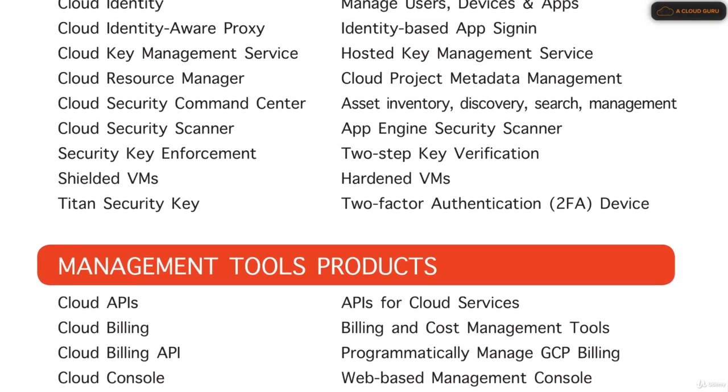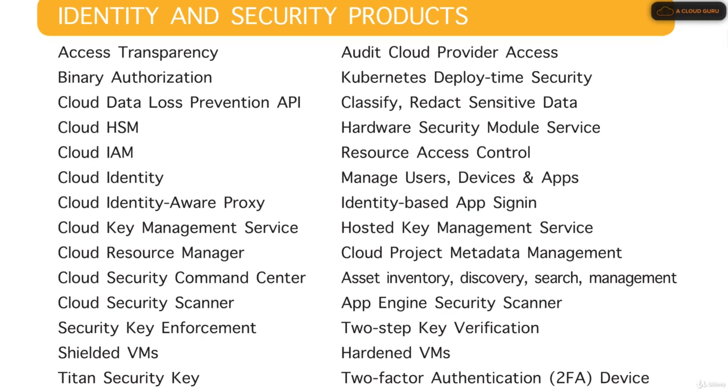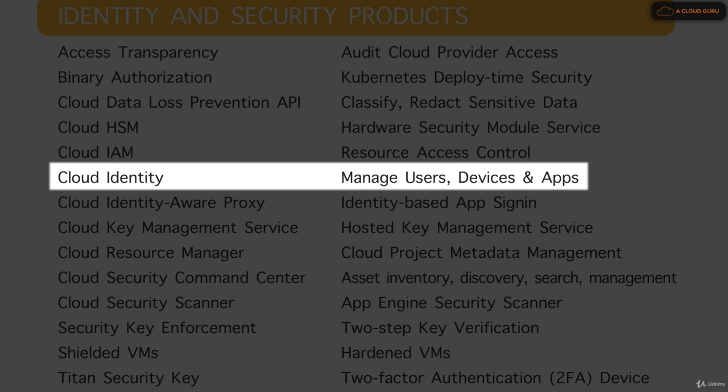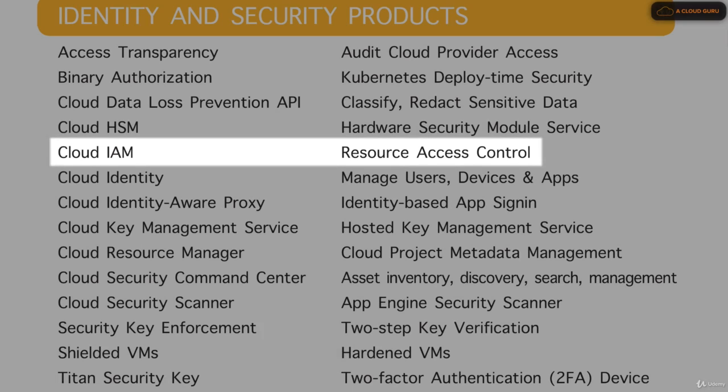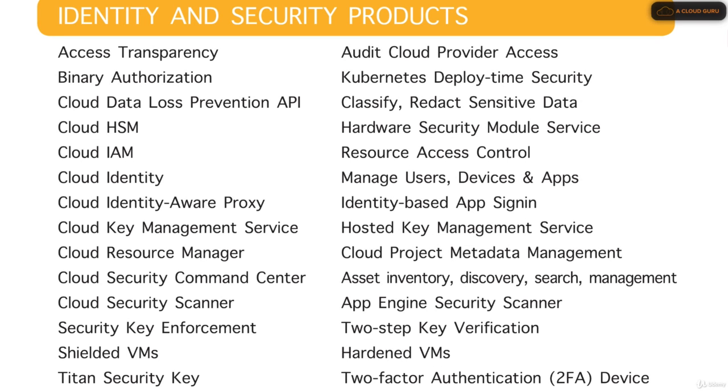The Identity and Security section has a number of interesting products too. The core ones are Cloud Identity, which, if you're not using G Suite, is where you manage users, devices, and apps, and Cloud IAM, which stands for Identity and Access Management, is the resource access control part of things. Cloud IAM ties everything together from a security perspective. That's where you define who can do what to which things.